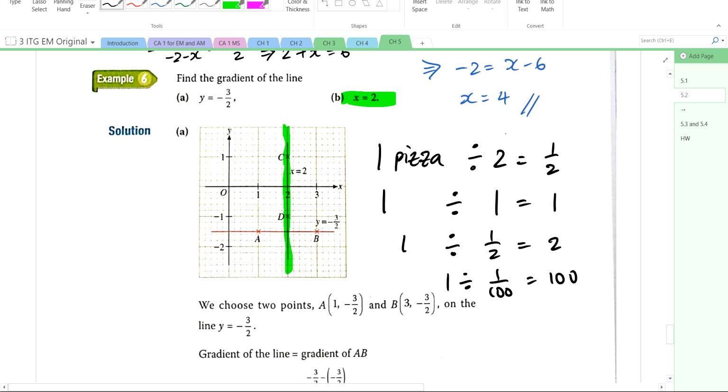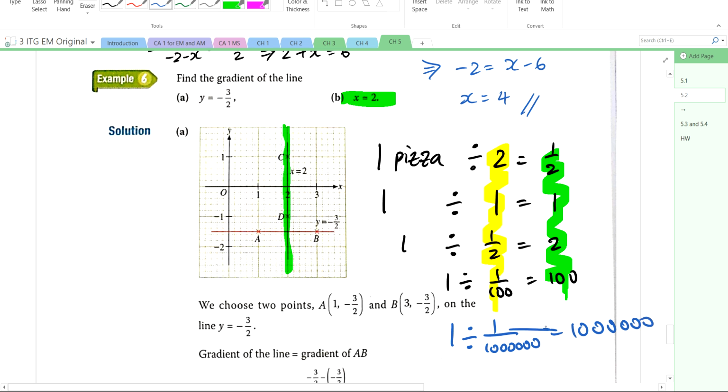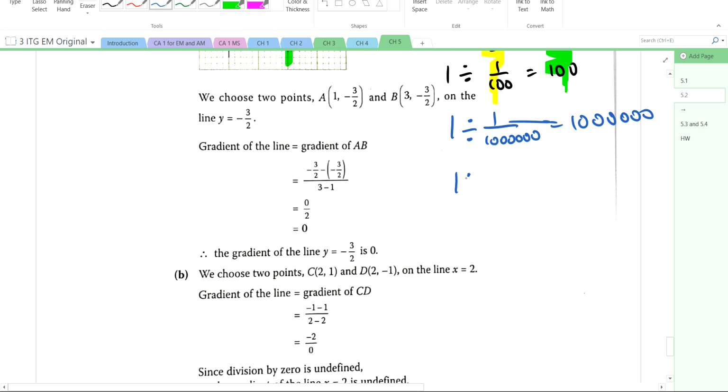So you see, I'm dividing by numbers that are getting smaller and smaller, right? And my result will be numbers that are getting bigger and bigger. So the moment I try 1 divided by 1 over 1 million, then I'll get 1 million. So what is the smallest number that we can divide by? If we continue this trend down, it will be 1 divided by 1 over 1, 2, 3.